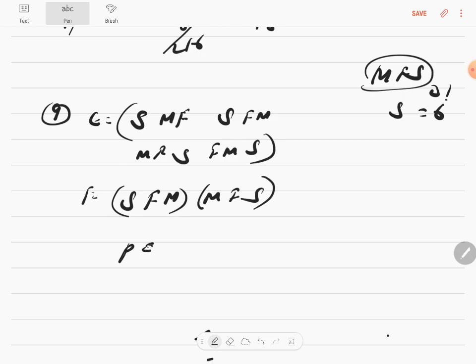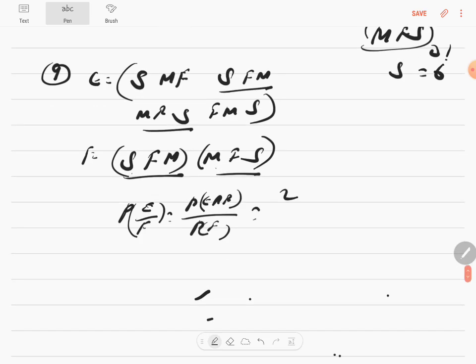So P of E given F is P of E intersection F by P of F. What is intersecting between them? Son at the extreme end, both of them will intersect. Son, father, mother, and mother, father, son. So 2 out of the sample space of 6, by 2 by 6, which is just 1.